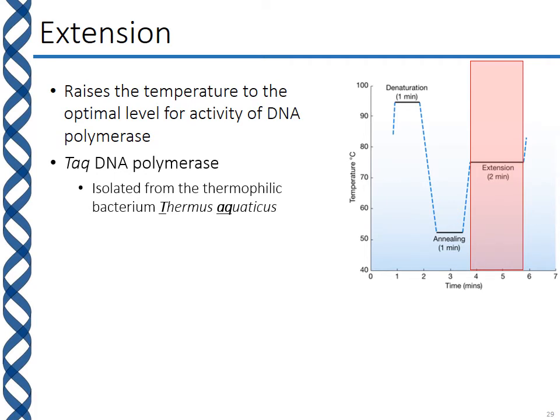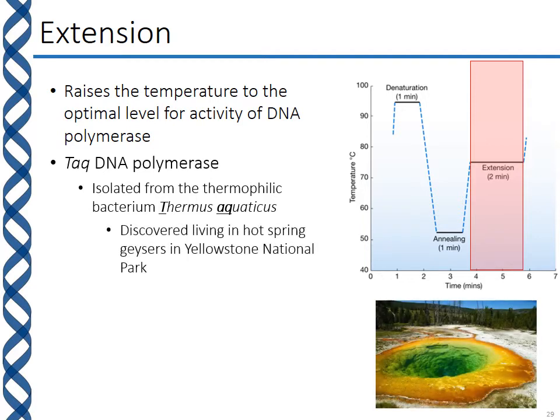It was isolated from the thermophilic bacterium Thermus aquaticus, and that's where the T and the AQ come from, and so we call that DNA polymerase Taq. It was discovered in Yellowstone National Park in some of the hot spring geysers, and because of the high temperatures of those geysers, this particular bacterium has evolved to be able to survive within that environment.